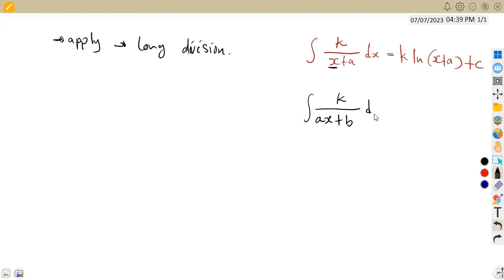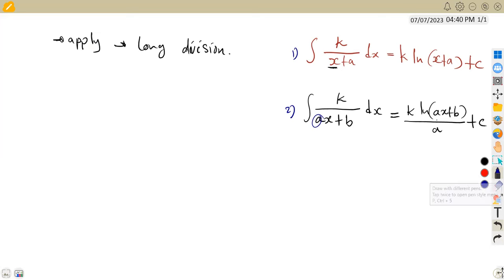This is what we are given mostly in our syllabus. We focus on a linear term there. So on this condition, our answer is going to be k ln of ax plus b, everything over a, plus the constant of integration. So take note, we divide by this coefficient of x. This is the most important part that we need to understand. It's one and the same thing, but we need to understand when there is a number here like 5x, how do we integrate that?